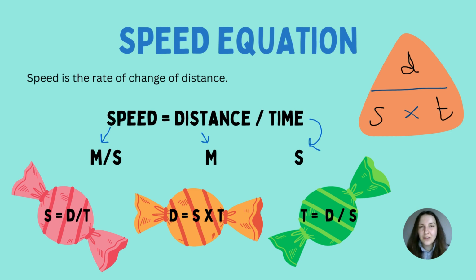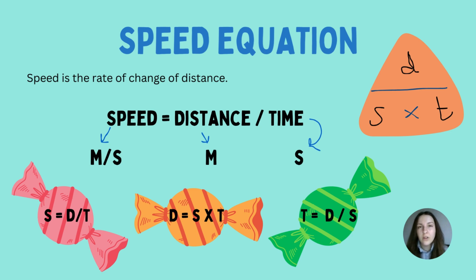So the first thing you need to know is that speed is actually defined as the rate of change of distance. And if you ever see in the exam the word rate, it's just talking about the change in something in a given time, or how long it takes something to happen. And that's exactly what's going on when we talk about speed, okay?